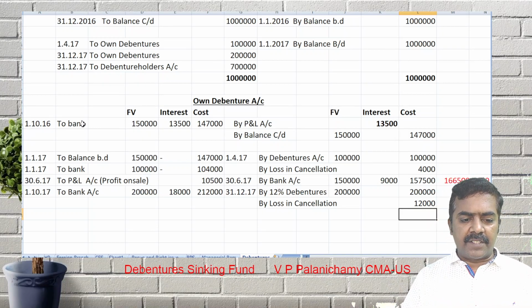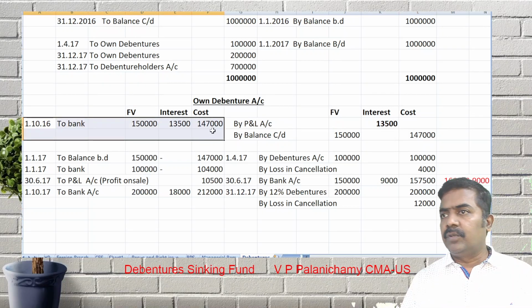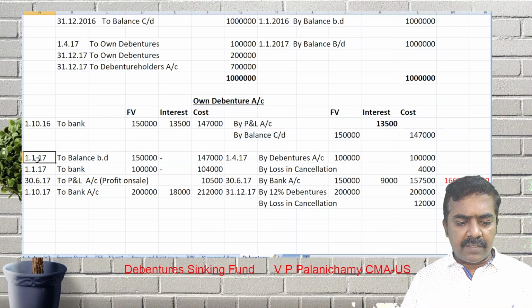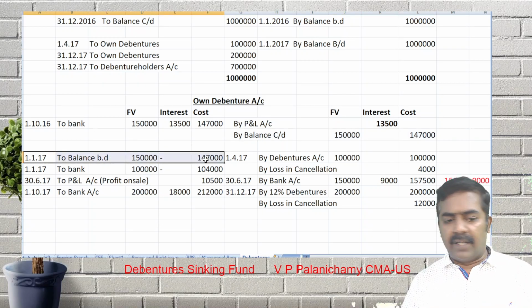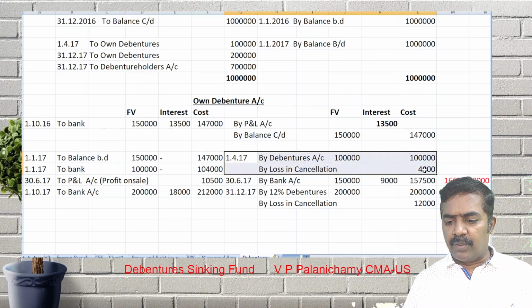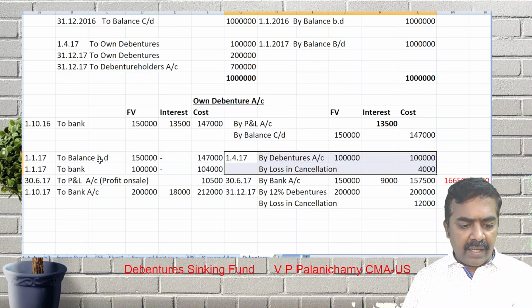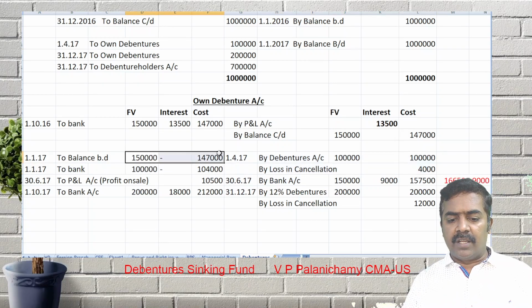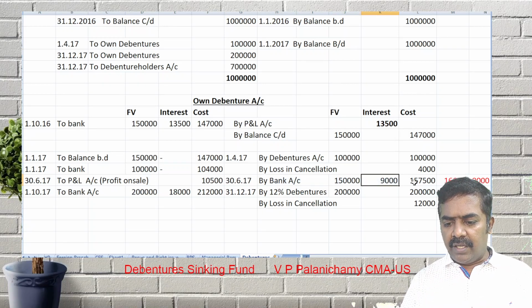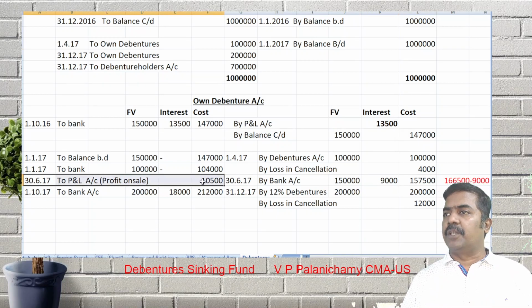வெயிட் பண்ணுங்க. Once again, first year level purchase பண்ணிருக்கோம். 1,47,000 அப்படியே carry over ஆகும். Second year level opening balance 1,47,000. Again நம்ம purchase பண்ணிருக்கோம். எவ்வளவு purchase பண்ணிருக்கோம்? 1,04,000. அதை cancel பண்ணிட்டோம். Again in the 1,500 debentures we sold in the market by bank 1,50,000, 9,000 interest, 157,500 towards cost, and the profit on sale is transferred to which account?